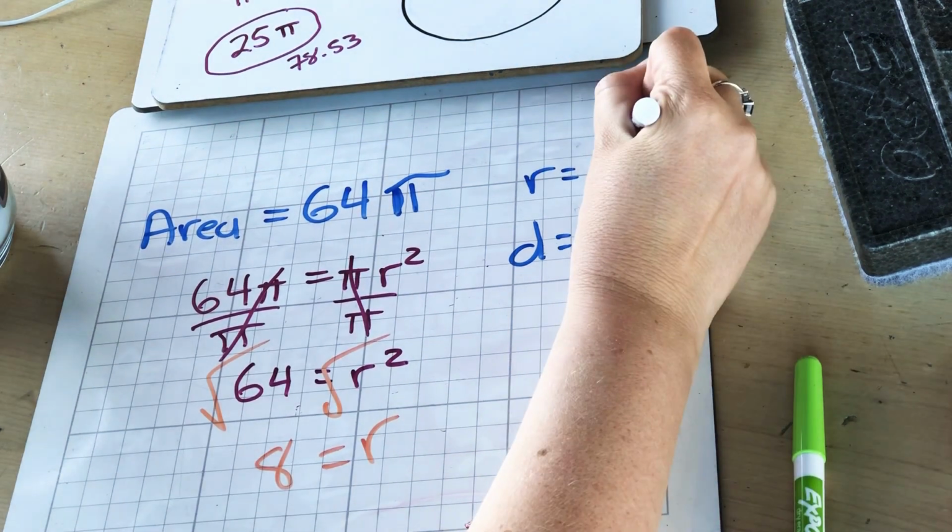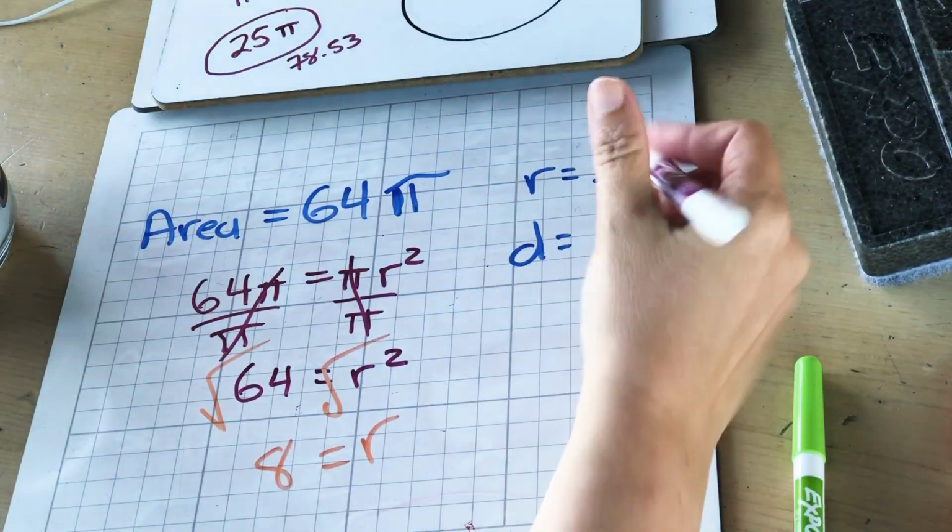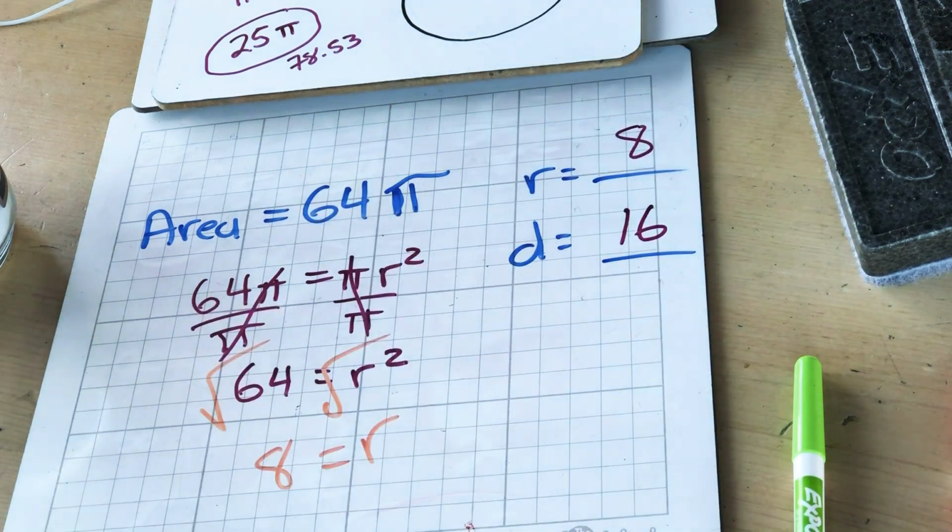If my radius is 8, what's the diameter? Think back to the picture. It's double, 16. Okay? So that's just some examples of how to do some of the going backwards, finding radius and diameter. And then I'm going to leave the rest up to you.